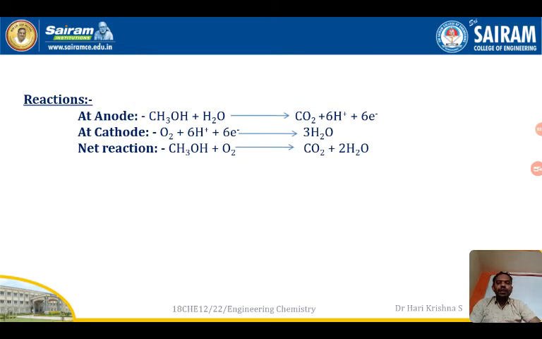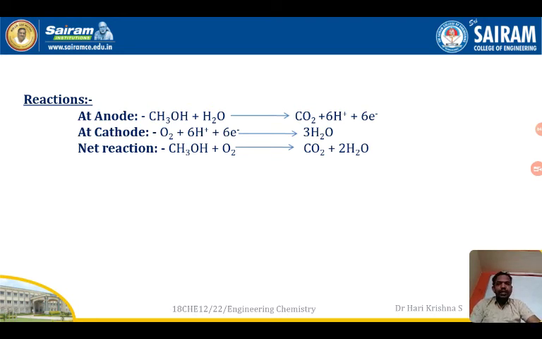Methanol undergoes oxidation in the presence of water to give CO2 and H plus ions. At the cathode, oxygen undergoes reduction: H plus ions undergo reduction in the presence of oxygen and liberate water. CO2 escapes into the atmosphere. Water vapor will be condensed to water. Along with this, energy will be liberated, and this energy can be used for various purposes.